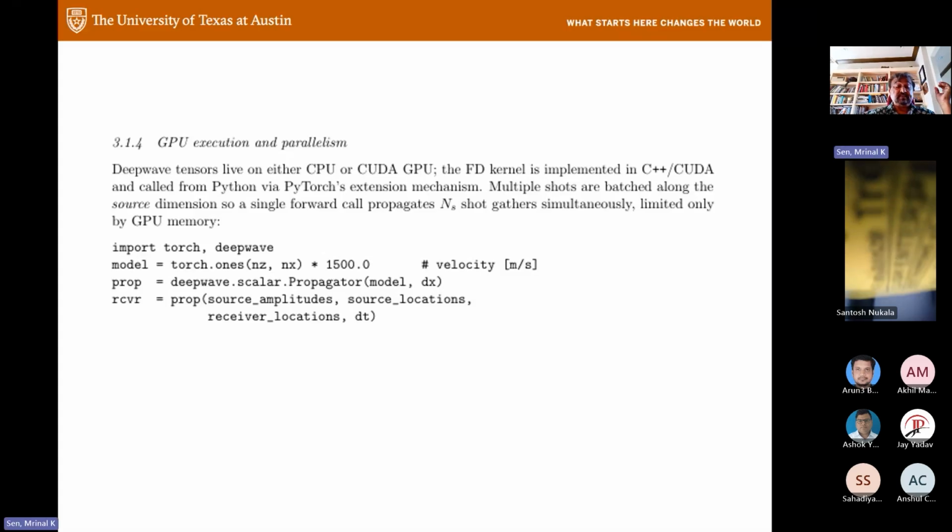So DeepWave tensors live on either CPU or CUDA GPU, depending on what you have. You can give it an option. And the FD kernel is implemented in C++ and CUDA, and this is called from Python via a PyTorch extension. So a single forward call can propagate NS shot gathers. You can generate a survey completely for you, and it's limited only by GPU memory.